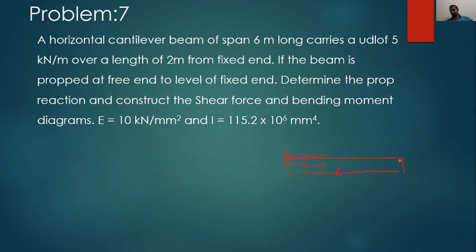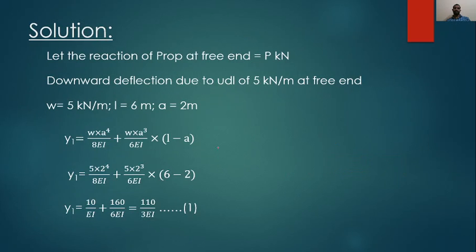and over here we have a prop, right? This magnitude we have as 5 kN per meter. Determine the prop reaction if E and I values are given. Also draw the shear force and bending moment diagrams.